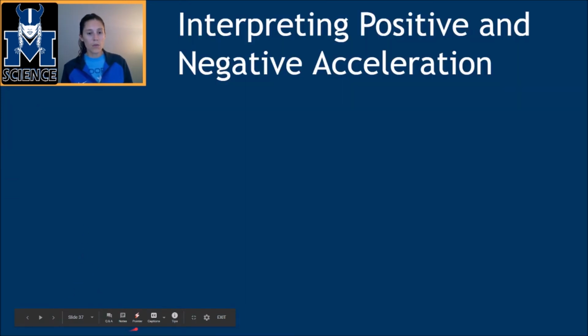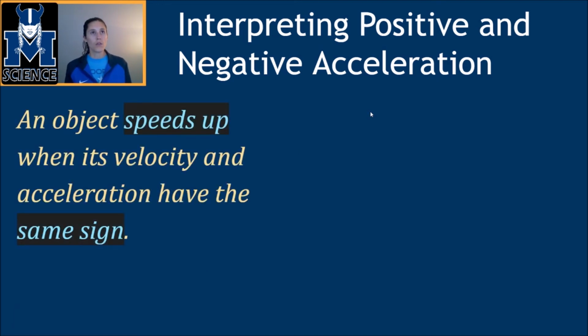The last thing I want to talk about is interpreting positive and negative acceleration. I'm going to get rid of this pointer, it bugs me. We use the words speeding up and slowing down quite often in everyday language. But what we need to look at in physics are the signs of the velocity and the acceleration, and how those signs compare. That tells us if an object is speeding up or slowing down.